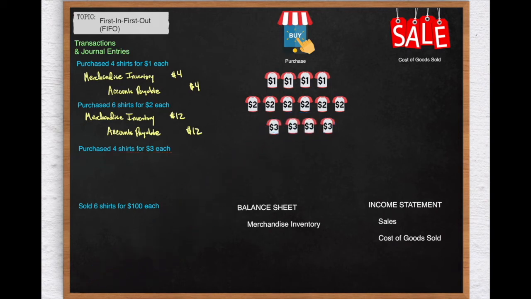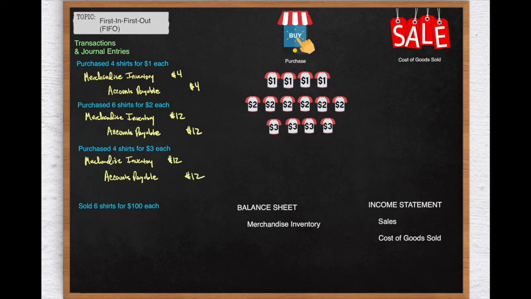The third transaction, we purchased more shirts for our inventory, 4 shirts, and this time again they raised the prices to $3. So we're going to debit merchandise inventory for $12. So 3 times 4 shirts is $12. Let's again assume it's on account, so we're going to credit accounts payable. And accounts payable will be also for $12.